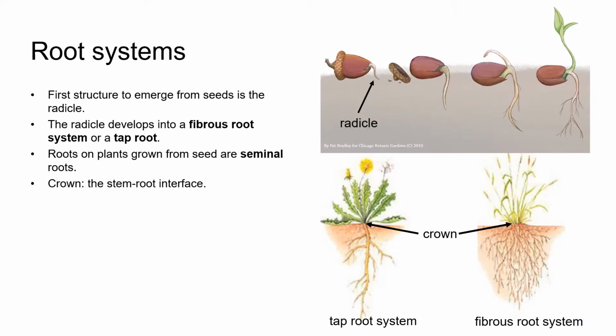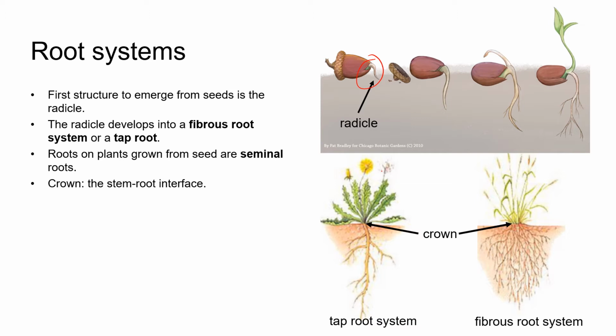When we're growing plants from seed, the first structure to emerge through the seed coat during the germination process is usually the radicle. The radicle is a young embryonic root, and we'll discuss this in more detail in the later module on propagating plants from seed. In the diagram on the right, you can see the radicle of a young oak tree emerging from its seed.